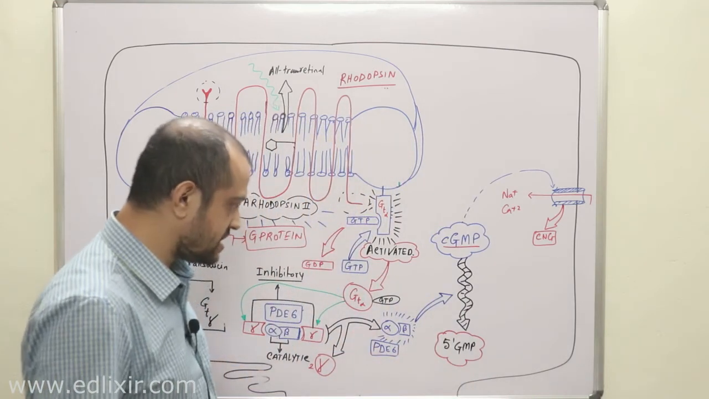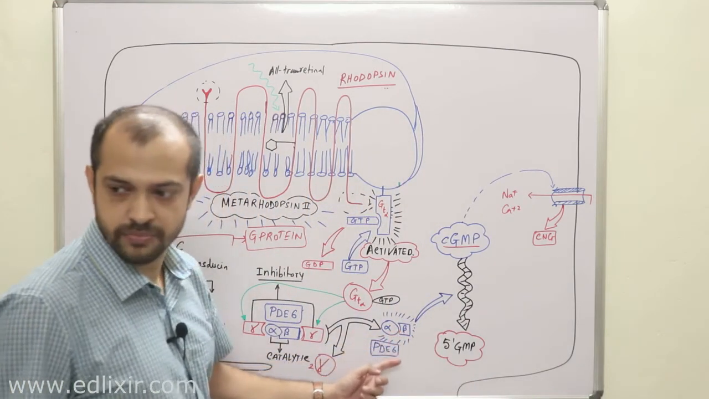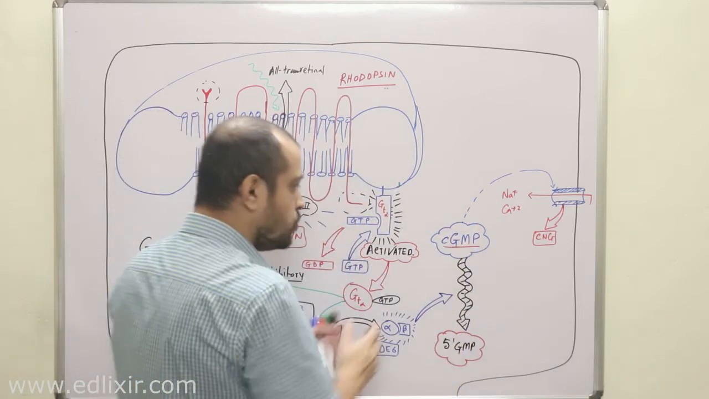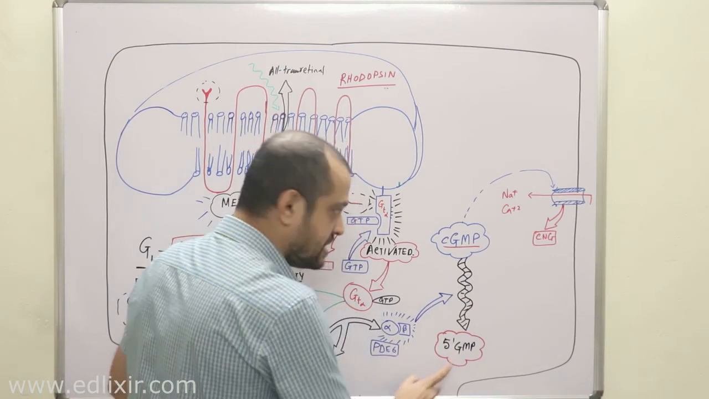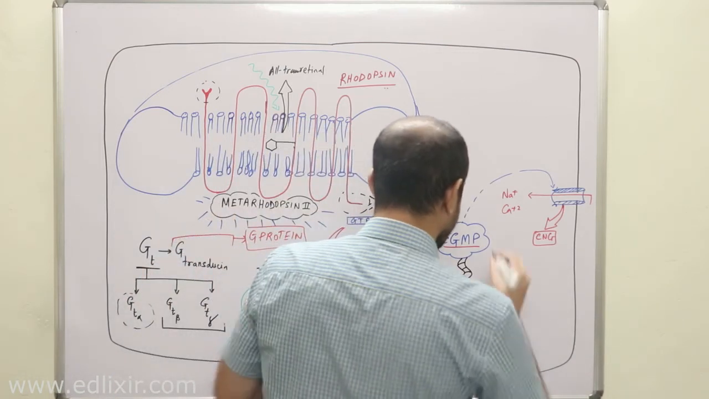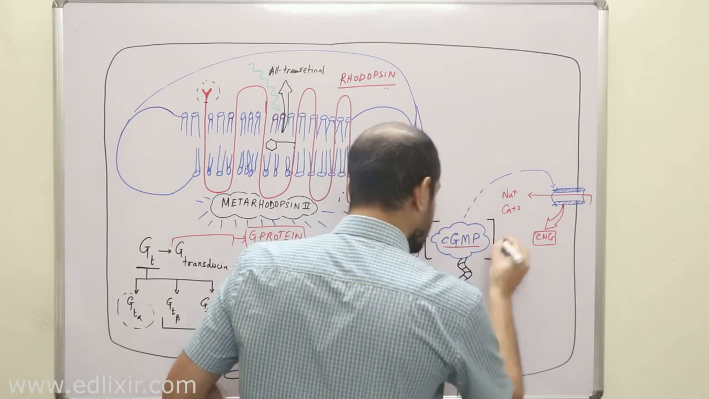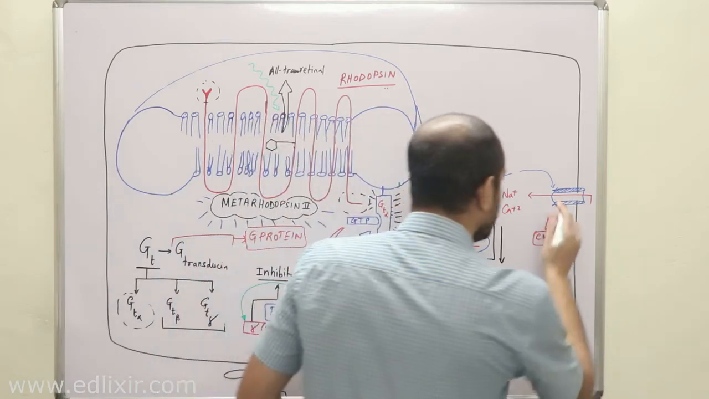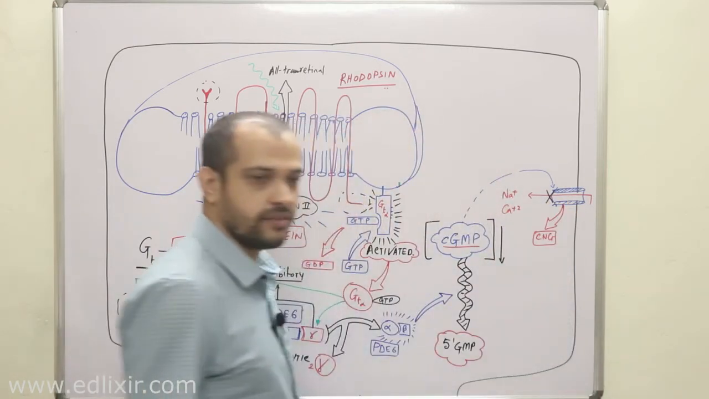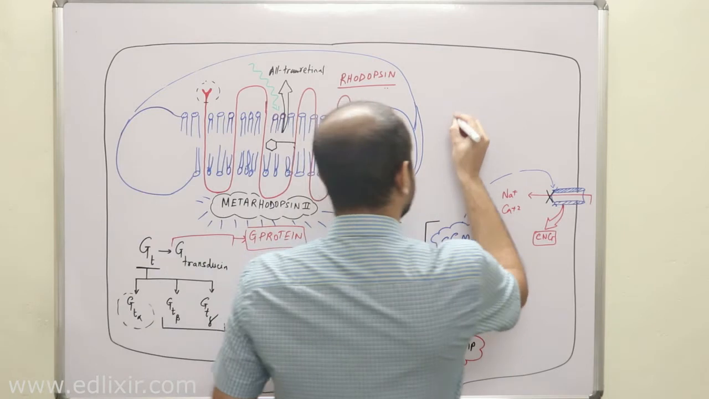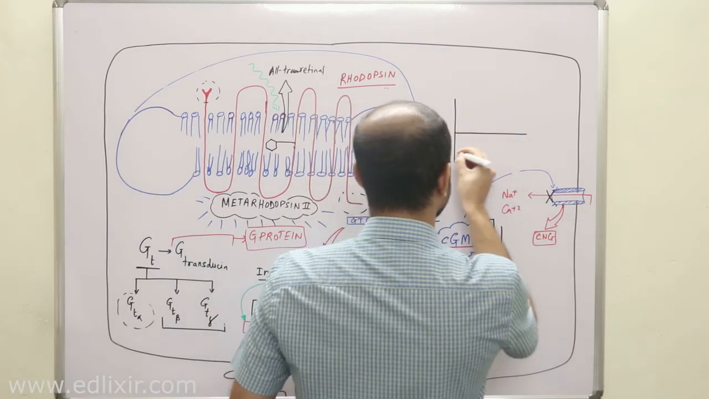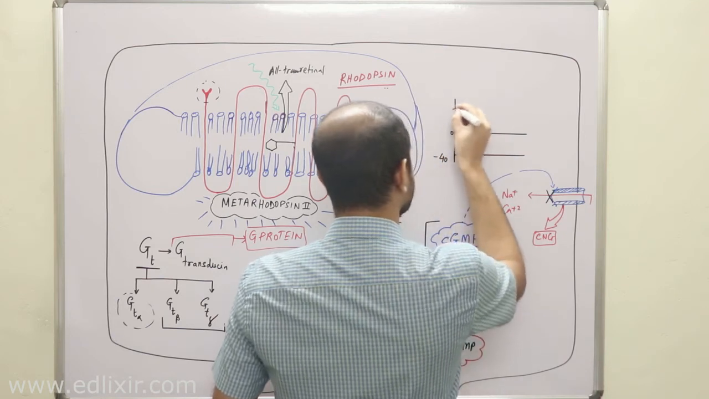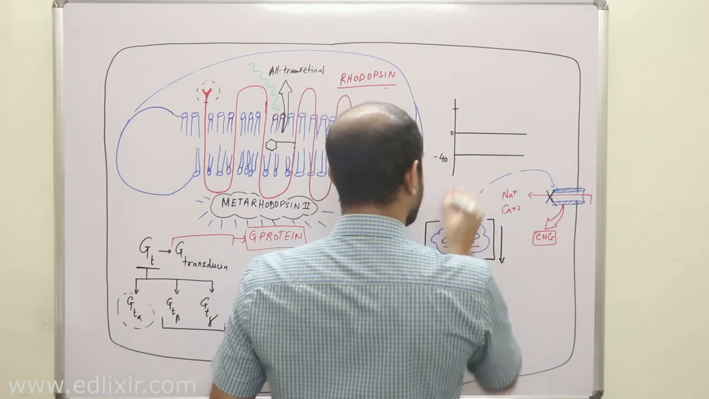Now listen with all your attention. When PDE6 is activated, that is, when the alpha beta catalytic subunits of PDE6 are activated, cyclic GMP will be converted into 5' GMP. Therefore there will be a rapid decrease in the concentration levels of cyclic GMP. Therefore this channel will now close. Now what will happen is this. Suppose this was your minus 40 millivolt mark, this was 0, and now listen, what will happen now is this.